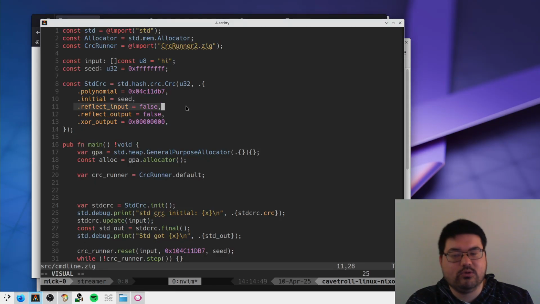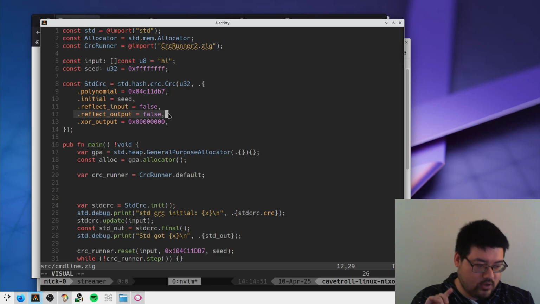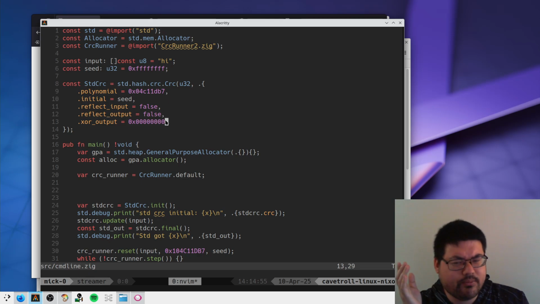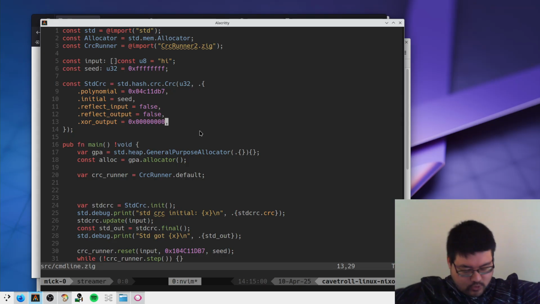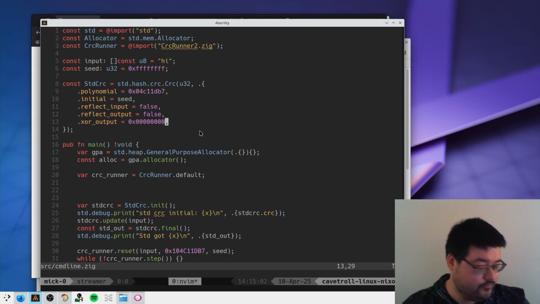Depending on if you're expecting to reflect your input, or sometimes your output also wants to be bit reversed for some reason. And then also for some reason, implementations might just take the number that you get out at the end and XOR it with something else, just for shits and giggles. Don't know why.